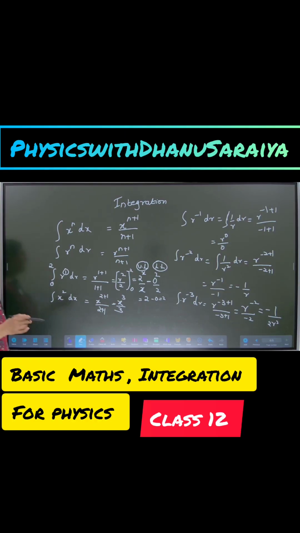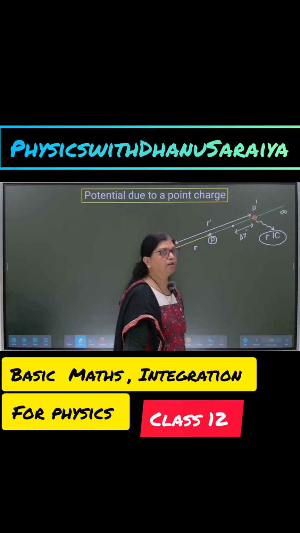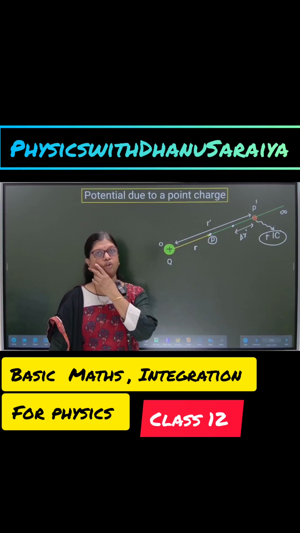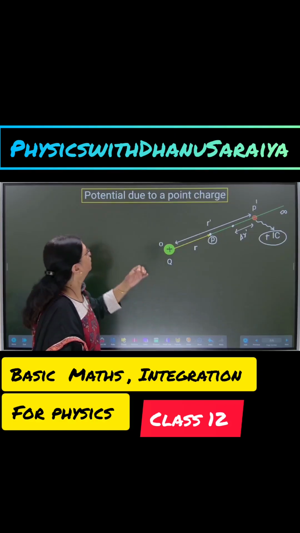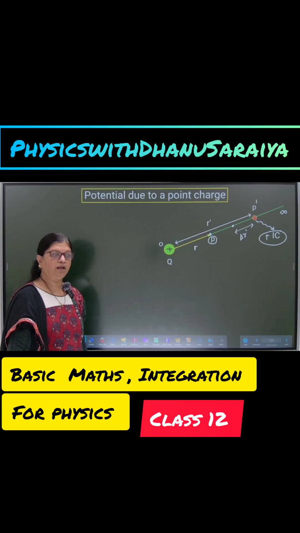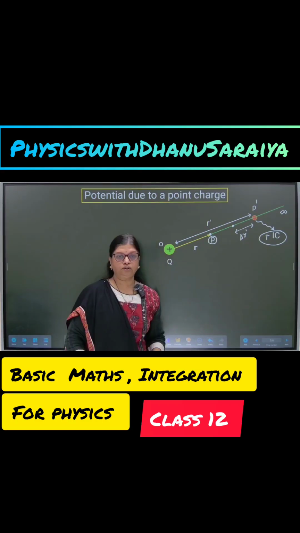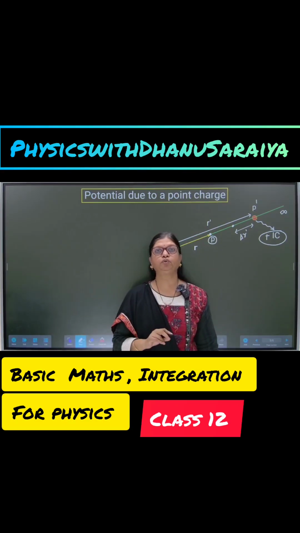Okay. So now we go back to the derivation of potential due to a point charge. Now, where is our point charge plus Q? So, it is very important for you to draw the diagram.